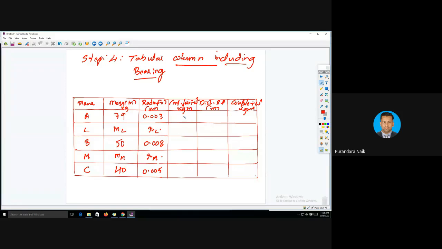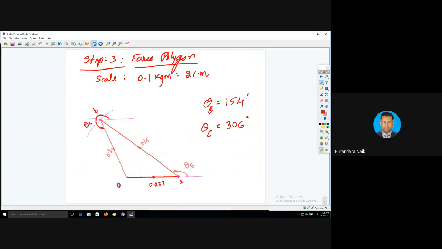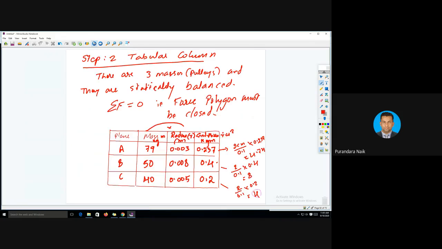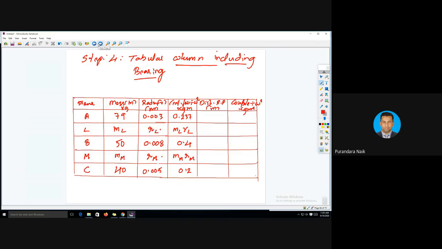Next, the centrifugal force. If you multiply this, we'll get 0.237. Here it is ML, RL. The third one, 0.4. Here MM, RM. Last one is 0.2. Very simple, right?